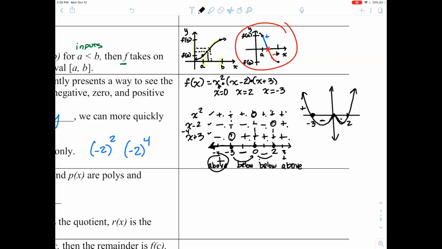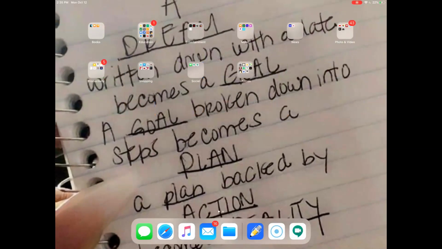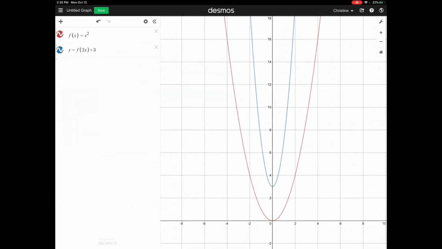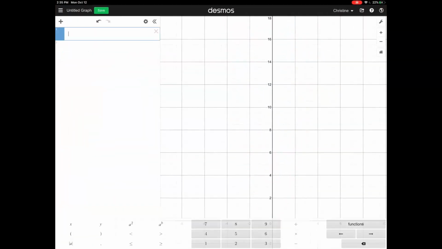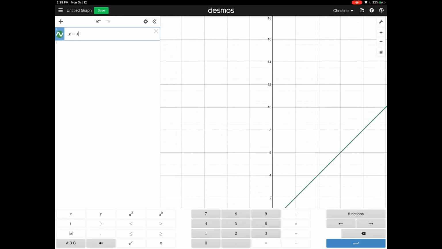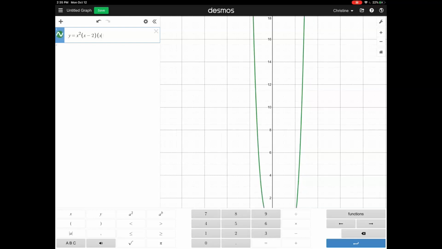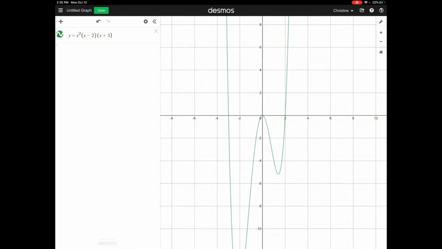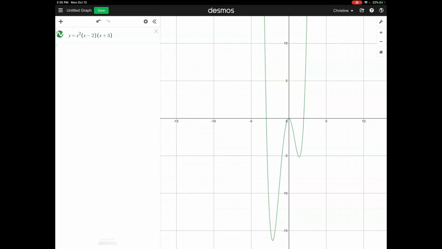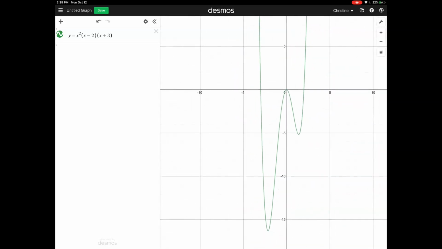Now let's go graph this in Desmos, and let's see how close our diagram got us to the graph. All right, so let me get that out of there. And so that one was y equals x squared times x minus 2 times x plus 3. All right, let's take a look at our graph. So that's the shape of our graph.